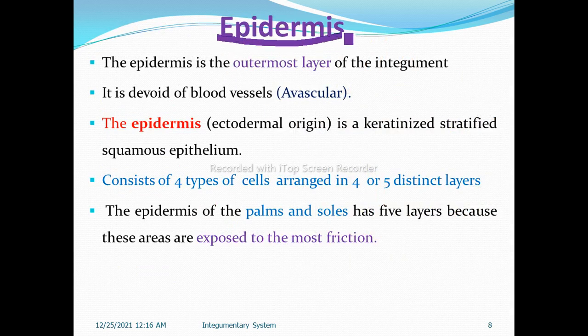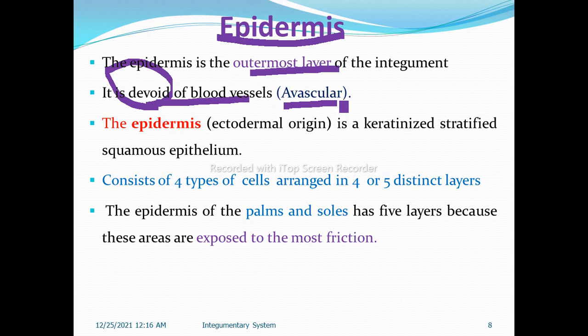So now we can see the first layer is epidermis. The first layer of the skin is epidermis. Epidermis is the outermost layer of the integument. The outer layer of the integumentary system, or integument, or skin, is known as epidermis. By the way, it is devoid of blood vessels. Devoid means absent. There are no blood vessels in the epidermis, so it is avascular.